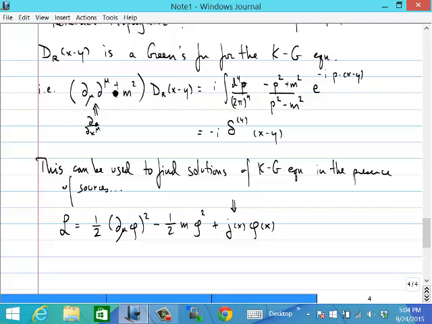How is this reflected in the equations of motion? In the equations of motion, now the scalar field will obey the usual Klein-Gordon equation, but now you'll have a j of x on the right-hand side.